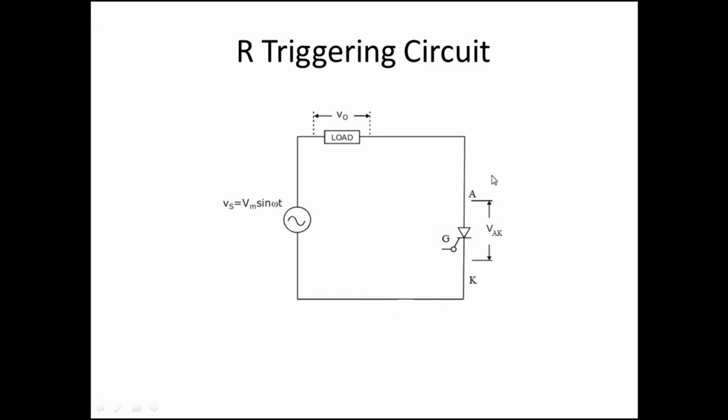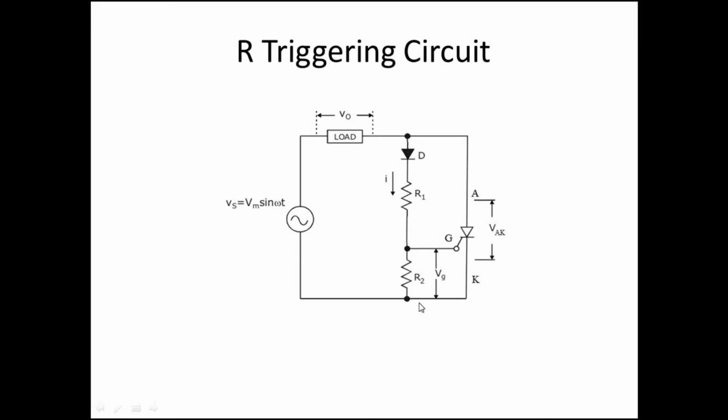So this circuit is the R triggering circuit. This is actually the power circuit, in which we are controlling the power using the power electronics device, thyristor. This is called the control circuit. This circuit is only for giving the gate pulse, so it is called the triggering circuit. Here we are using two resistors, so it is called the R triggering circuit. So we can now analyze this circuit.